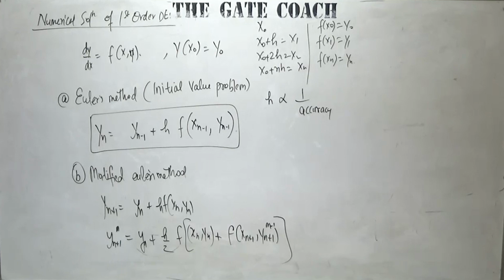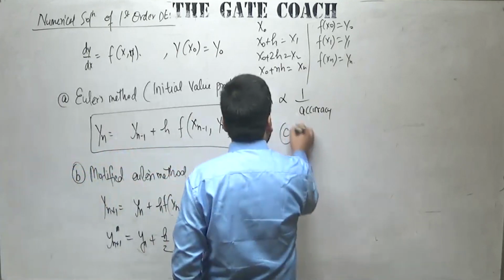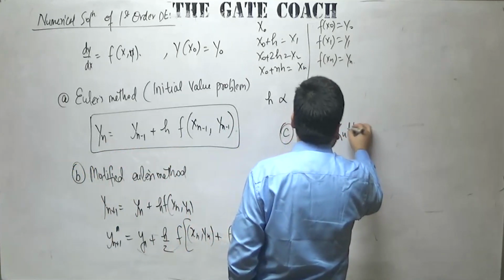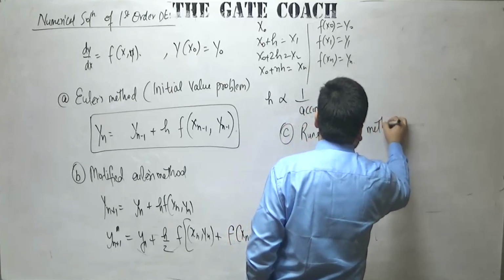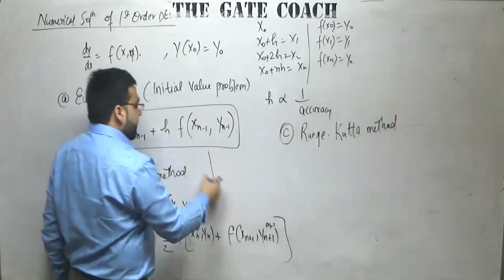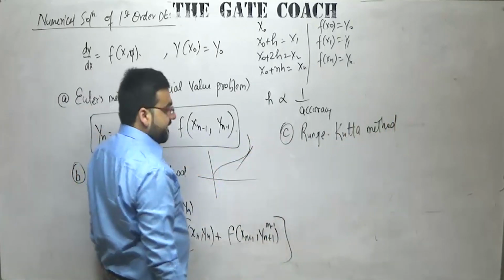After this, we discussed the Runge-Kutta method of ordinary differential equations. In class, I have already discussed the physical meaning of this. Now, what is the meaning of a differential equation? Let us say here we have a graph. You are given the equation of this dy by dx.